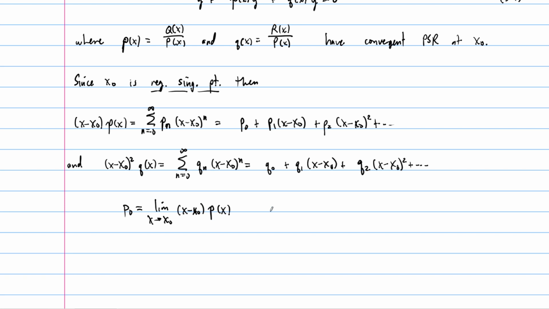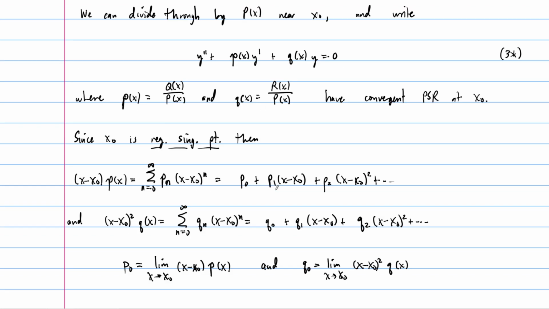So it's equal to this. And similarly, q naught is equal to the limit as x approaches x naught of x minus x naught squared times little q of x. Has to be, right? It's a constant term of these Taylor series expansions. That first term is always equal to the value of the function, which is in this case the limit, right? Convergent Taylor series. All right, so now what we can do is plug this into our differential equation.